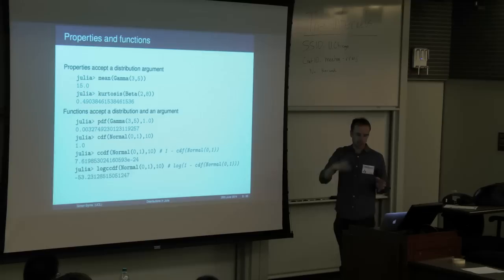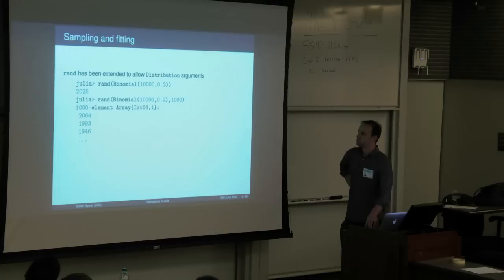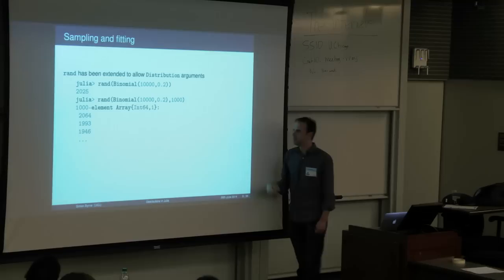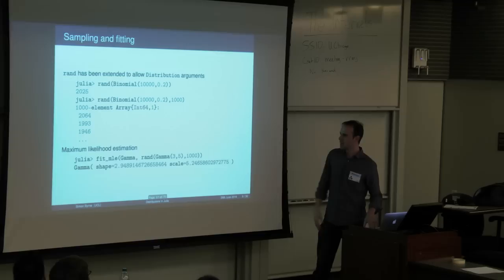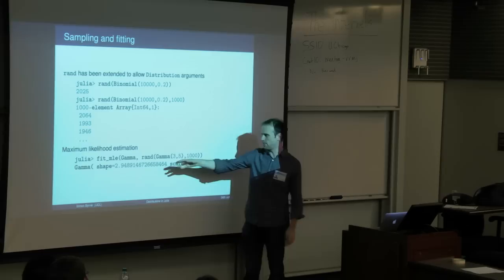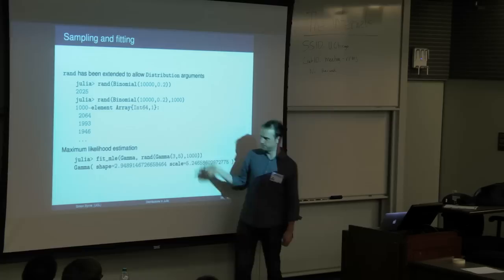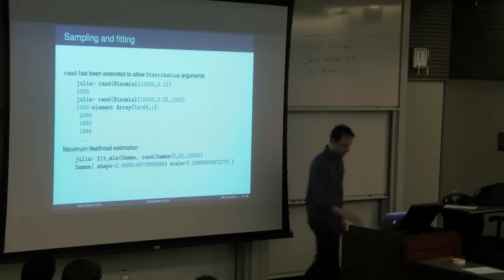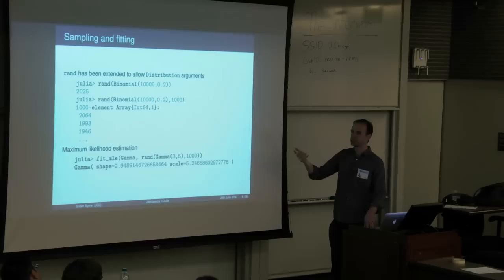Then we also overload rand for sampling, so rand binomial gives you a binomial, or with an extra argument it gives you that number of samples. Very straightforward, a very simple structure, actually. And we also include some things for fitting such distributions. So for example, fit MLE uses a maximum likelihood estimator. It would take 1,000 samples from a gamma 3.5, and you want to fit a gamma to those samples. It gives us, as you would hope, something very close to a gamma 3.5 distribution. So that's basically the high level interaction of the distributions package.